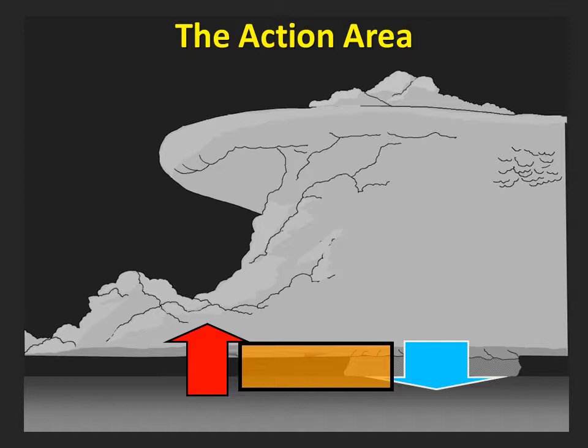All storms are different, and it won't always be easy to pick out the action area. But if you remember that the most serious weather with a supercell is usually very close to the updraft, hopefully that will help you zero in on the area to watch.